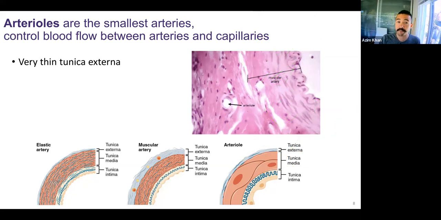Those are the 3 different types of arteries. In the next video, we'll go over the different types of capillaries. In the 3rd video, we'll go over different types of veins and cardiovascular conditions.